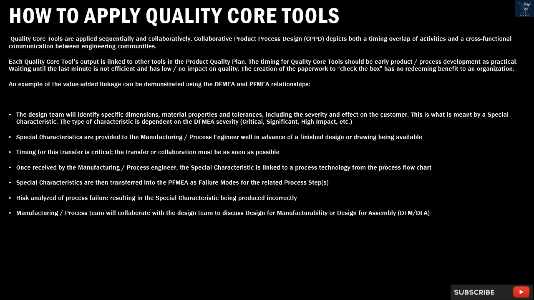The transfer or collaboration must be as soon as possible once received by the manufacturing process engineer. The special characteristic is linked to a process technology from the process flowchart. Special characteristics are then transferred into the PFMEA as failure modes for the related process steps. Risk is analyzed for process failure resulting in the special characteristic being produced incorrectly. The manufacturing process team will collaborate with the design team to discuss design for manufacturability or design for assembly. The DFA control plan is created with special controls to either error-proof, mistake-proof, or detect the failure or cause.